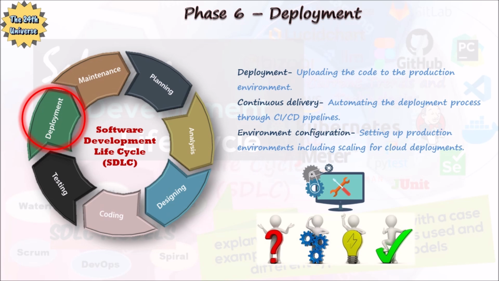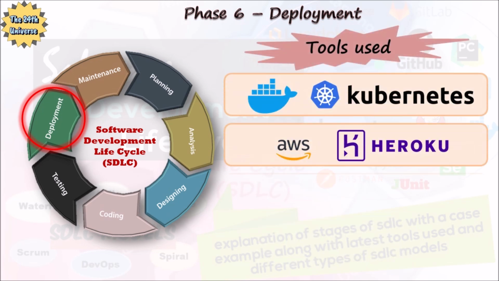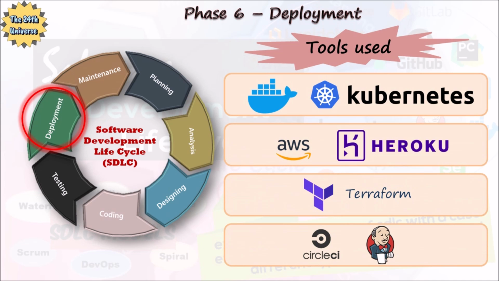The different tools used here are Docker and Kubernetes for containerization and orchestration, AWS Elastic Beanstalk or Heroku for automated deployment, Terraform for infrastructure as code, CircleCI or Jenkins for CI/CD automation.